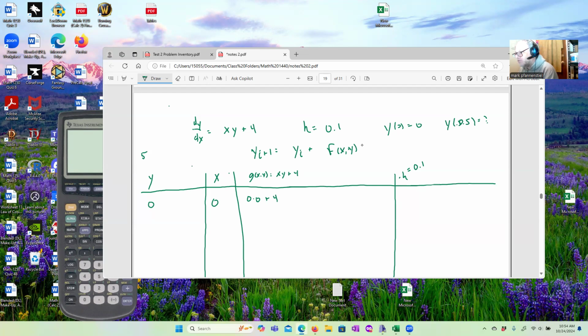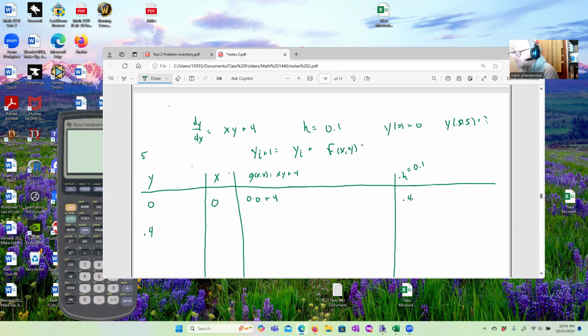Okay, and then what we're going to do is evaluate this. And we're going to end up, excuse me, with 4. 4 times 0.1 is 0.4. Okay, so that's what we're going to do after we've done this. This gets cycled back into my next y value. Okay, so we've stepped up by 1. The next value for y is going to be 0.4. Okay, because we have that right here.